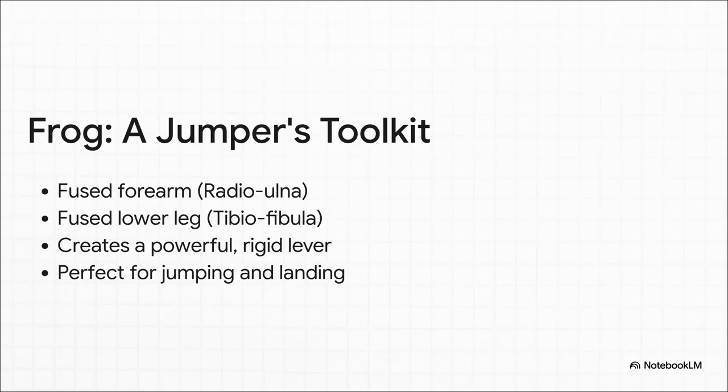Now let's look at the limbs. This is so cool. In the frog, the bones in its forearm and lower leg are literally fused together. Why would that be? Well, it's not about rotation. It's all about creating one single, incredibly strong lever for that powerful, explosive push-off when it jumps.